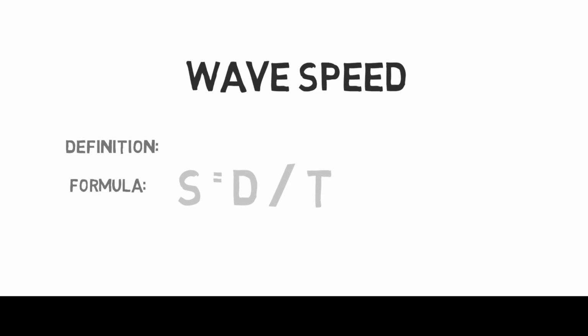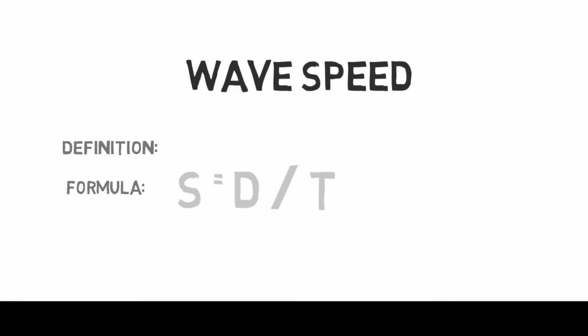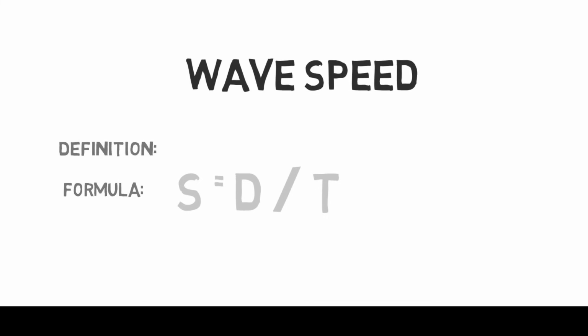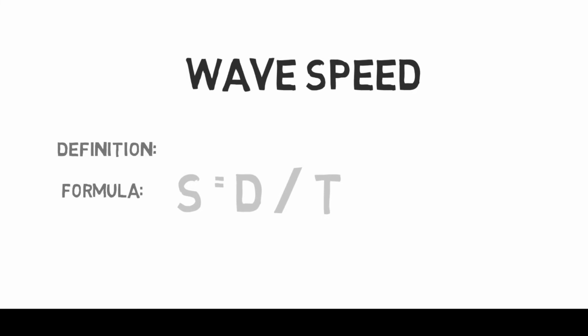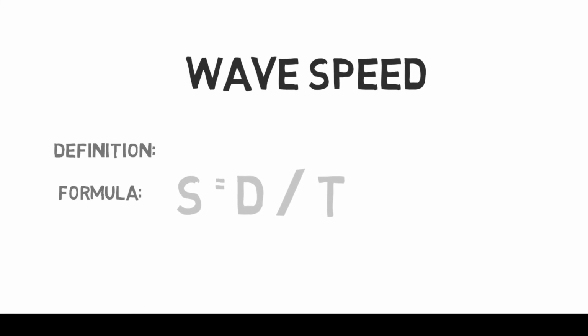The speed of a wave is measured as the distance traveled by the crests or troughs in a given time interval. The relationship is similar to the relationship of speed, distance, and time in classical physics. The general mathematical formula of speed is distance divided by time.